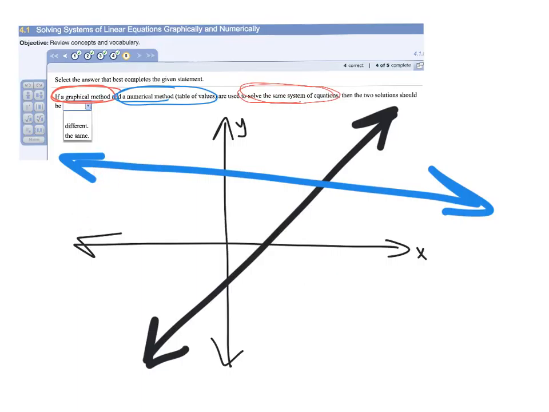So you got a variety of methods, but the idea is, regardless of your method, you should always have the same solution. If these two lines match and they meet right there as your solution, your ordered pair, x, y, that means they're going to meet right there no matter what method you use to figure that out. And that wraps up this video.